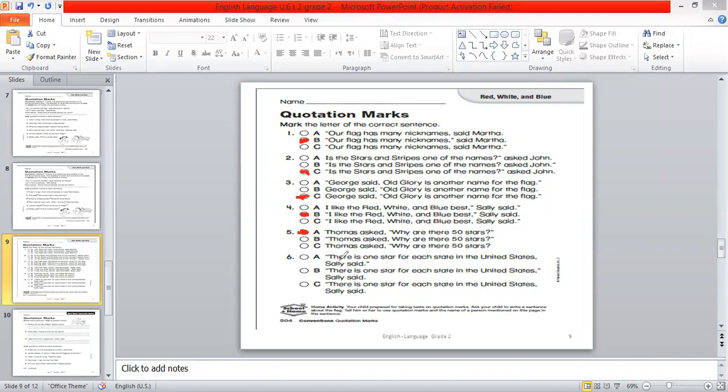And the second one, there is one star for each state in the United States, Sally said. Now, I want you to notice where the quotation mark is here. Oh my god, was it after that? No, of course, I told you it must be before. Which one here is the correct one? Look, here said Sally. For this one, there is no quotation mark, there's no other quotation mark, so it's going to be in the middle. Okay, is it clear? I'm going to flip the page and go to the other one.